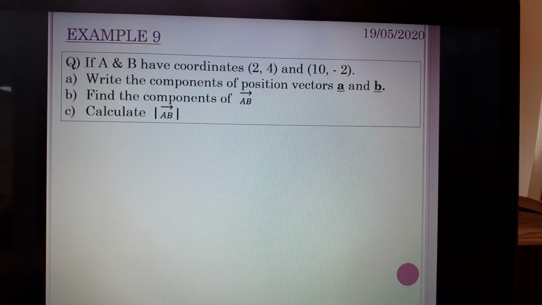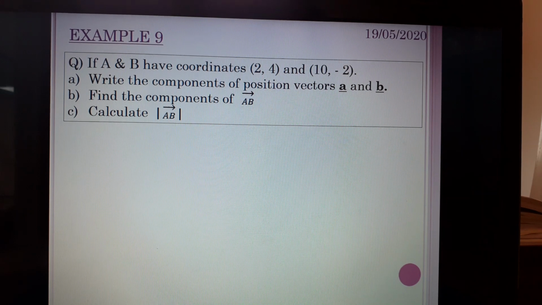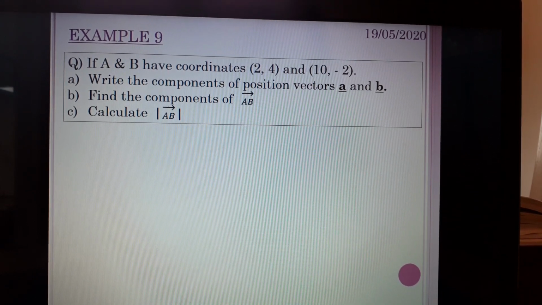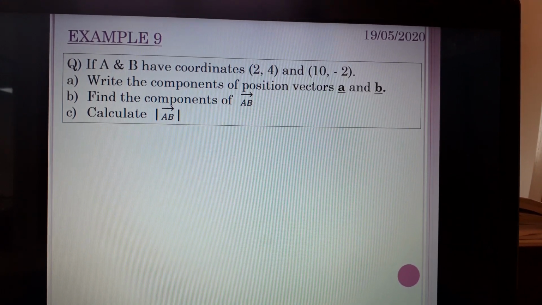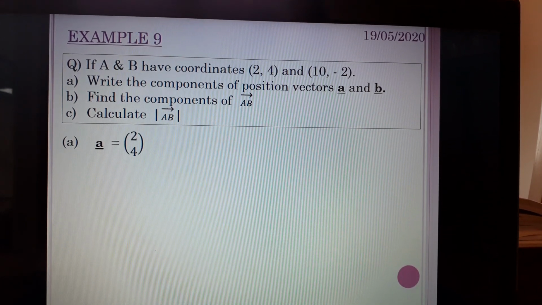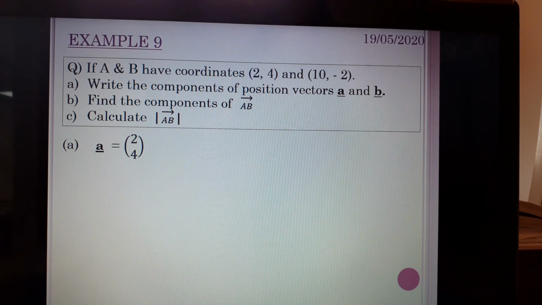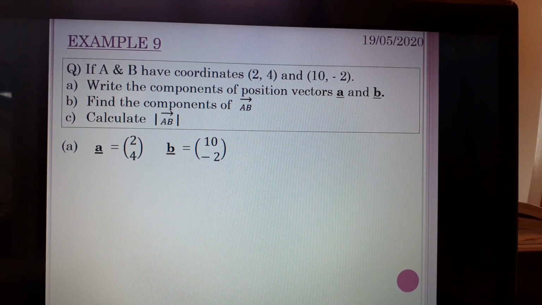Okay, so let me show you how you would do that very simply. Now, if you have the coordinates A and B, first question, write the components of position vectors A and B. Now, the coordinate 2, 4, if that's to become the vector starting from the origin and going to 2, 4, you will go along horizontally 2 and up 4. So the position vector of A will also be 2, 4, but written as a vector. The position vector of B will be going horizontally along 10 and down 2. So the position vector B will be written as 10, negative 2, but as a vector.